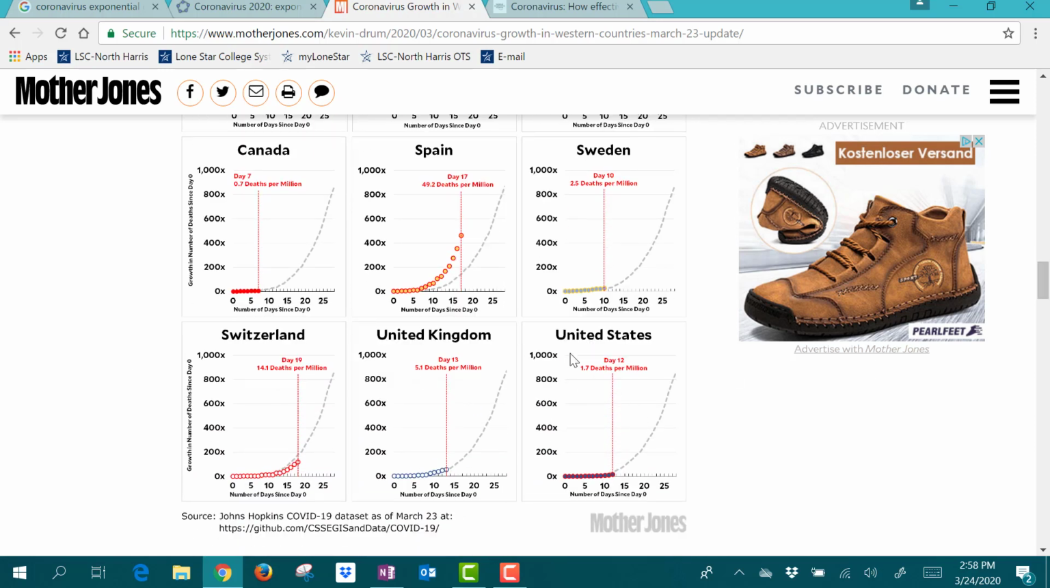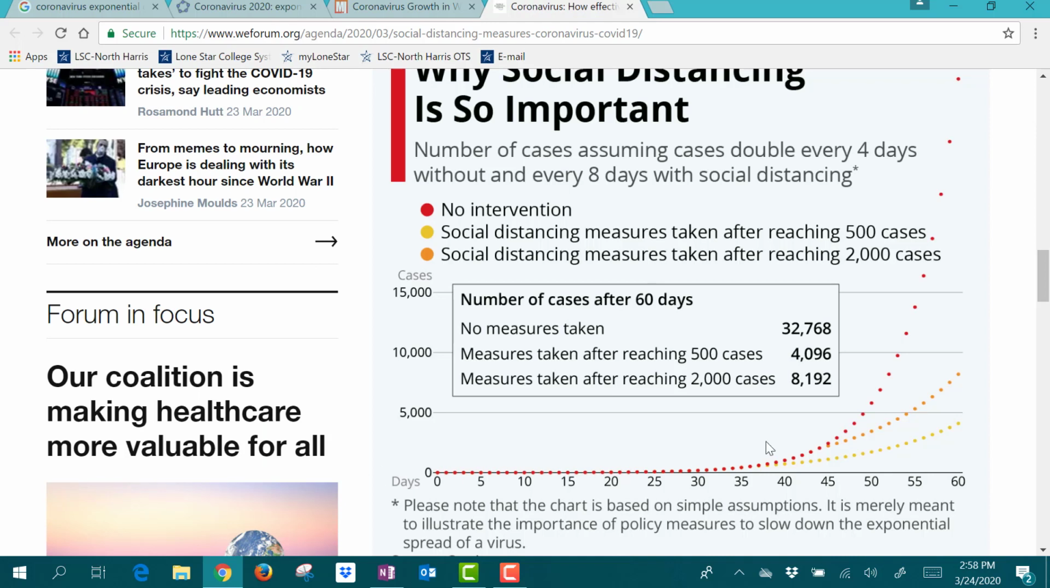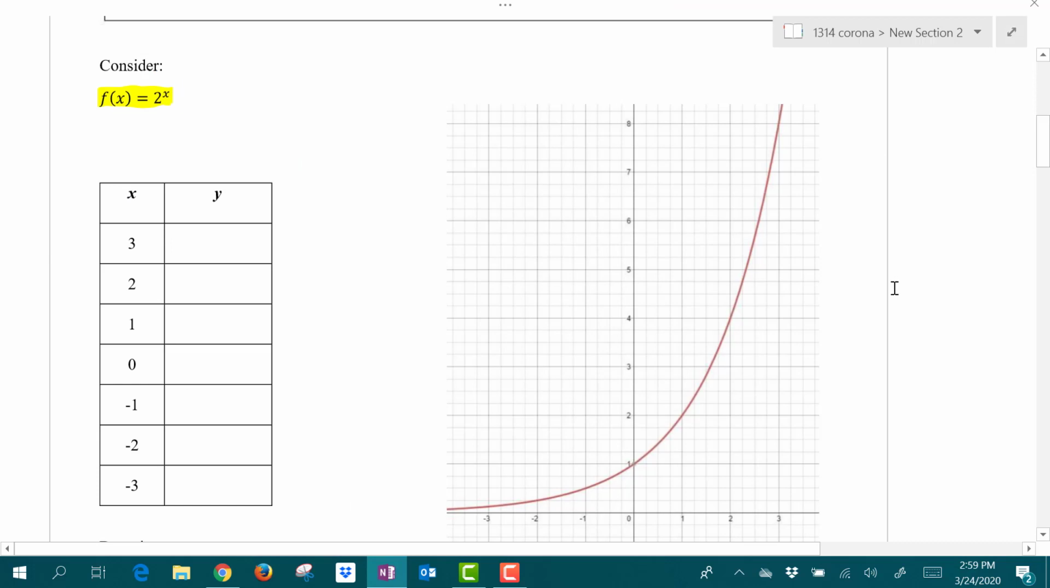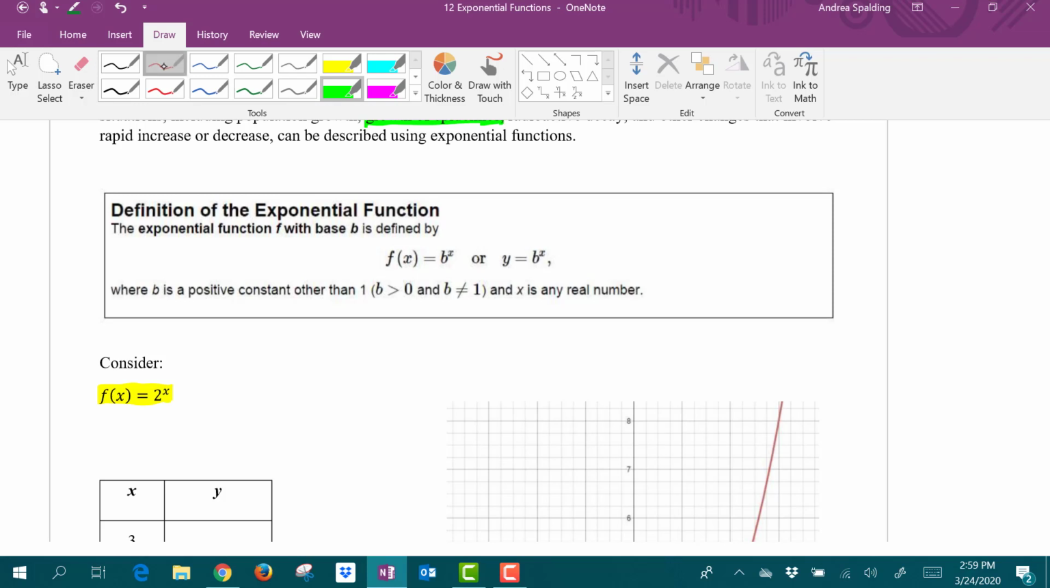So you notice that all of those pictures look a lot like that picture that we have in our notes for an exponential function. Here, you look at the red dots, it gets really tall really quickly. That's an exponential function. Our goal when we talk about flattening the curve is to break out of that cycle of an exponential function and have fewer infections. So when they talk about that, they're really talking about exponential growth. Okay, so an exponential function does model very accurately the growth of epidemics, population growth, radioactive decay, and all kinds of real-life applications.